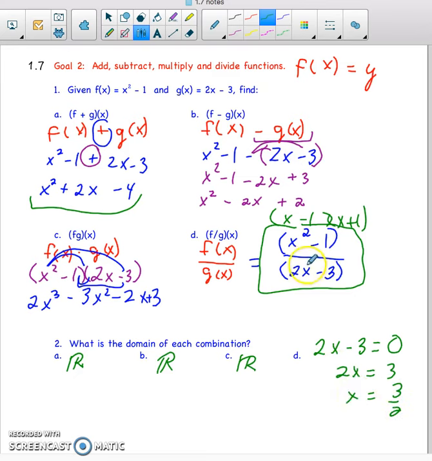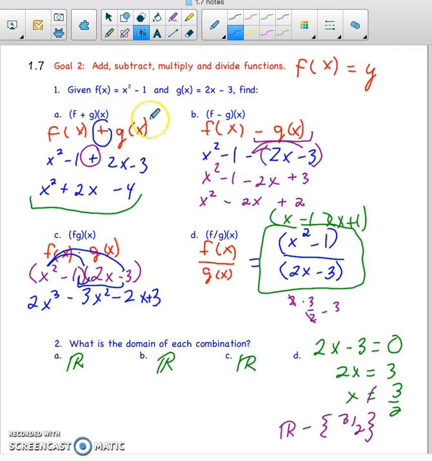So if we were to plug 3/2 back into this equation, just to show you briefly, that would give us 2 times 3/2 minus 3. I know that 2 times 3/2, the 2's reduce, and 3 minus 3 is 0. So this number definitely gives me 0 in the denominator. So our domain is all reals except 3/2. We do not want x to equal 3/2.